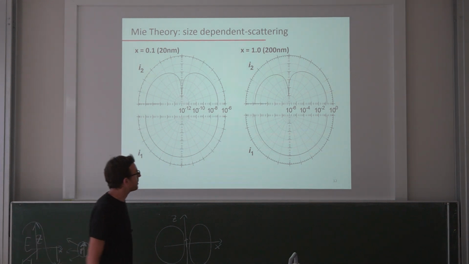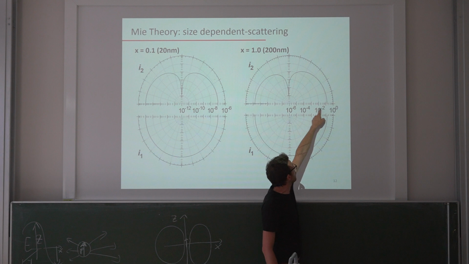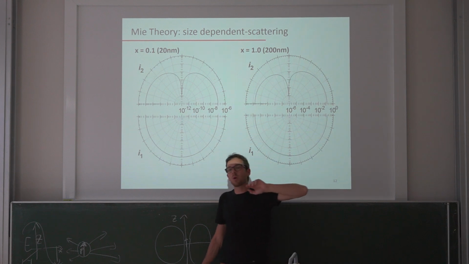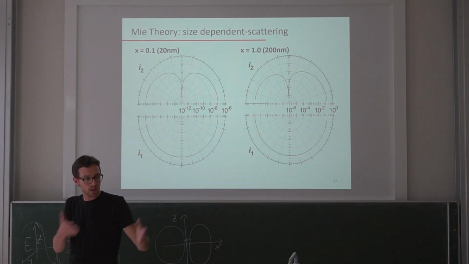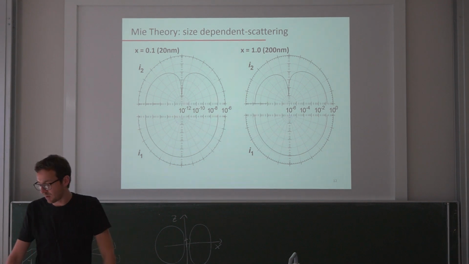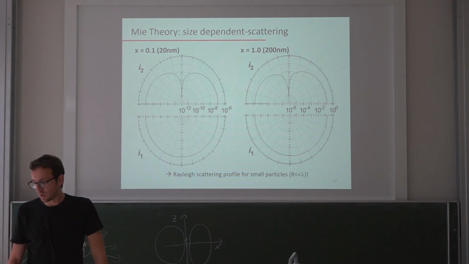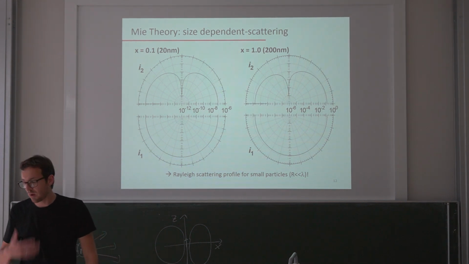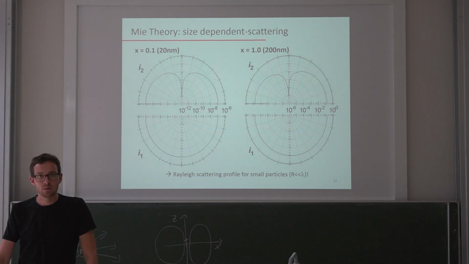What you now see is that suddenly the scattering becomes more efficient. This used to be 10 to the -8, now it's 10 to the -2 or 10 to the -1. So much more efficient scattering, as we already saw in our quick demonstration experiment. So you see Rayleigh scattering, as long as the radius or the diameter is smaller than the wavelength, is recovered by Mie theory.